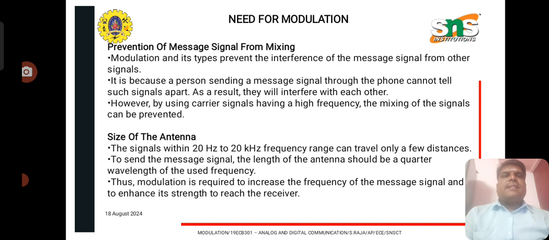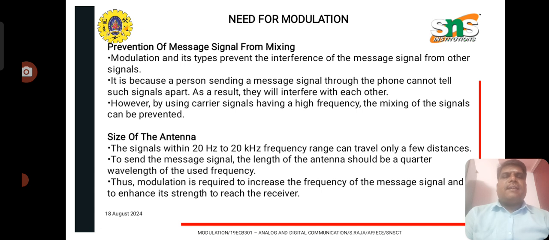Prevention of message signal from mixing. Modulation and its types prevent the interference of the message signal from other signals. It is because a person sending a message signal through the phone cannot tell such signals apart. As a result, they will interfere with each other. However, by using carrier signals having a high frequency, the mixing of signals can be prevented.